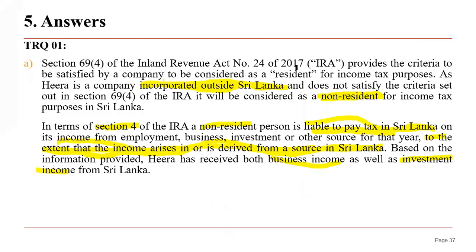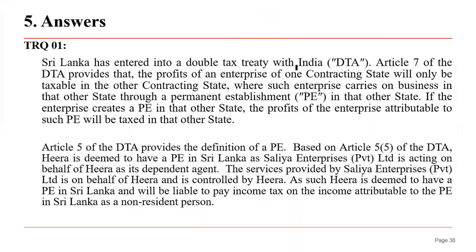Section 69.4 and section 4. You need to outline how the treatment is as per that. Then you need to go to the treaty, and how the treaty says. As per the treaty, you need to mention that there is a treaty between Sri Lanka and India. Just mention that treaty. Then Article 7 of the DTA provides that.